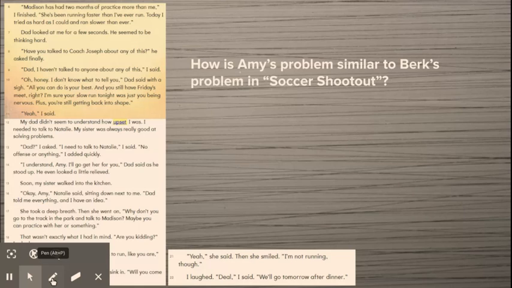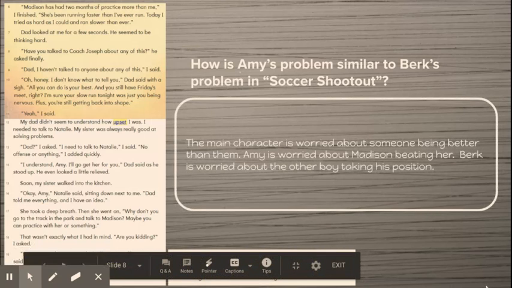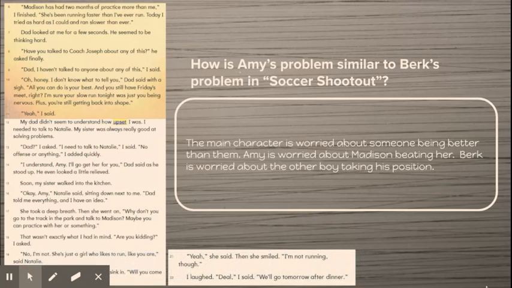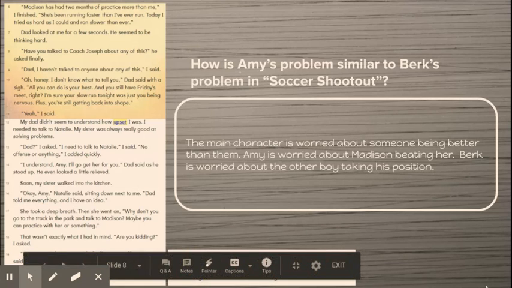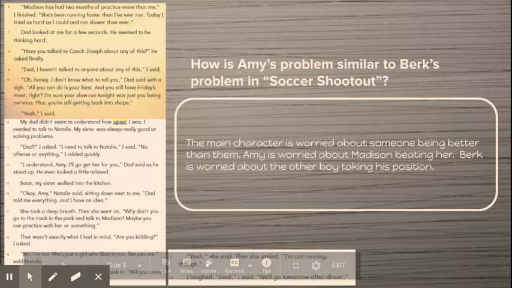They are both trying to beat somebody else. So the main characters are worrying about someone being better than them. Amy is worried about Madison beating her, and Burke is worried about the other boy taking his position. So in both stories, the characters are worried about how well they're going to perform.